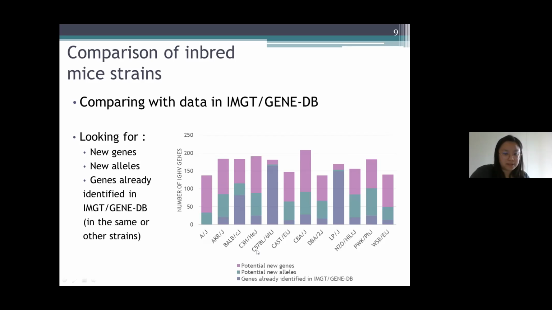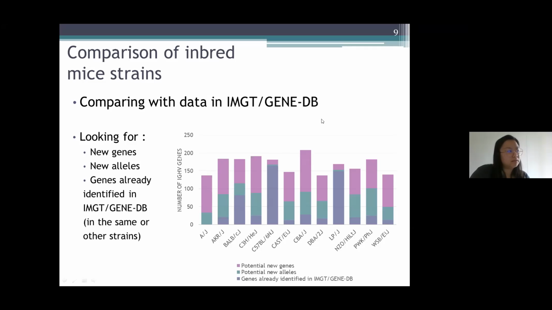Besides C57BL/6NJ and LP/J, it seems like the number of new alleles and new genes is higher than genes that were already identified. This shows that even if it's the same species, the IGH locus seems to present a high number of variations between strains.